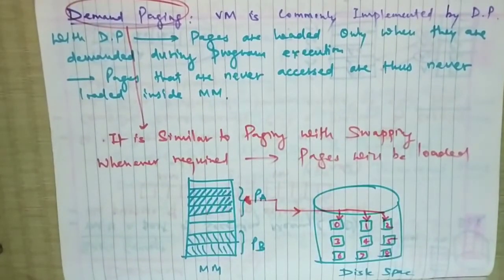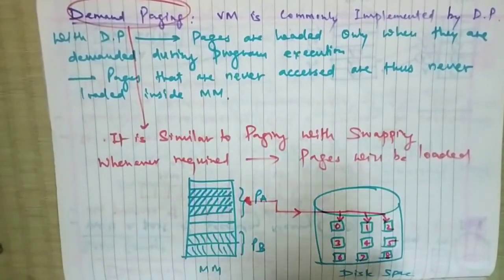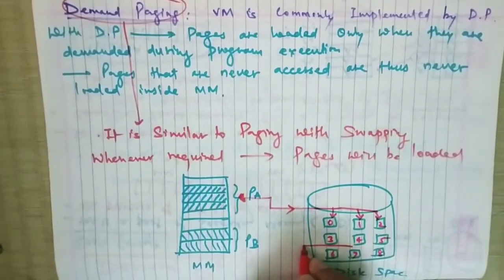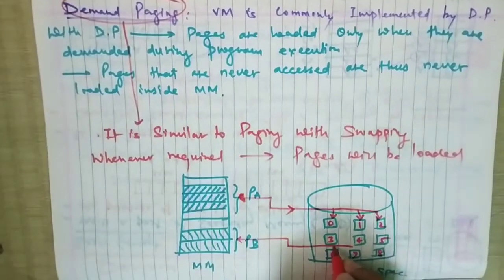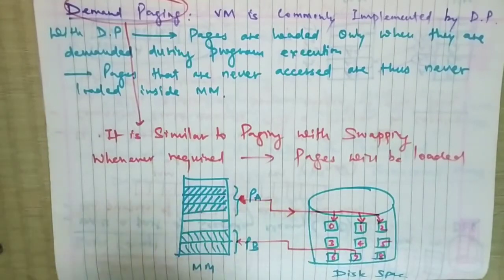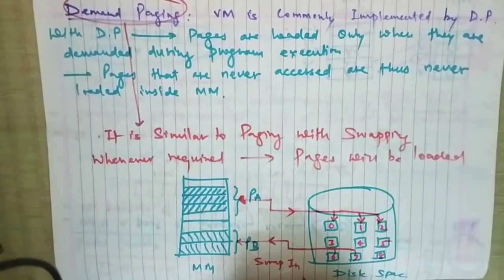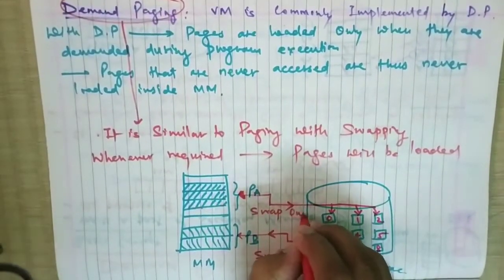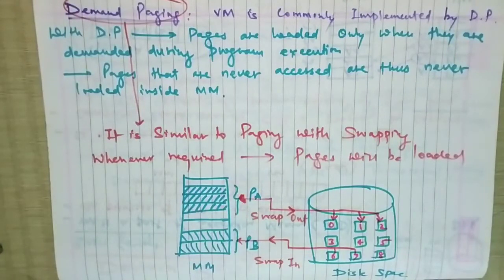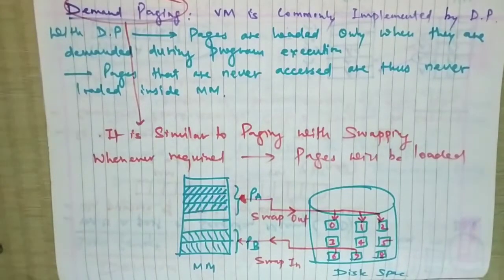Process A is swapped out, and we have shifted all the pages of the process into the disk space, that is the part of the virtual memory, and we have brought in process B. Pages 6 and 7 are the pages of process B. So we have a swap in and a swap out. This is just a simple illustration of the processes which are swapped out and swapped in. So this is all about demand paging.